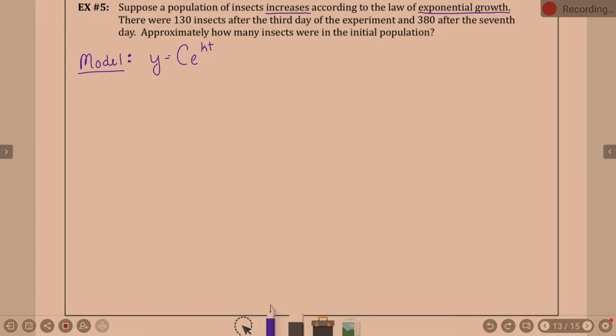So now, what's the pairs of information they gave us? There were 130 insects after the 3rd day and 380 after the 7th day. Can we make some ordered pairs out of those? At least that's where my brain thinks them through, is ordered pairs. So I'm going to say that there's (3, 130) and (7, 380). Yes?